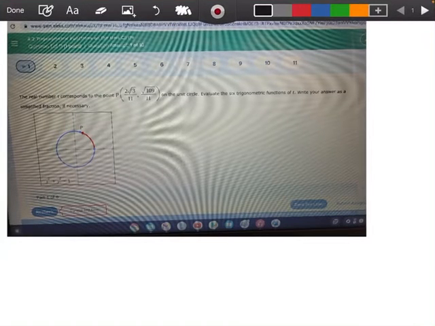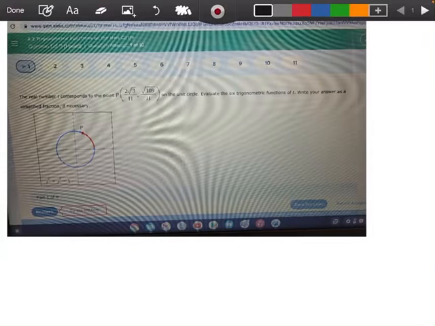All right, so guys, this is number 1 out of 4.2. And so we're trying to see if we can figure out this problem. It says the real number t corresponds to the point P, which has coordinates 2 square root of 3 over 11 and the square root of 109 over 11 on the unit circle. Evaluate the 6 trig functions of t. Write your answer as a simplified fraction.